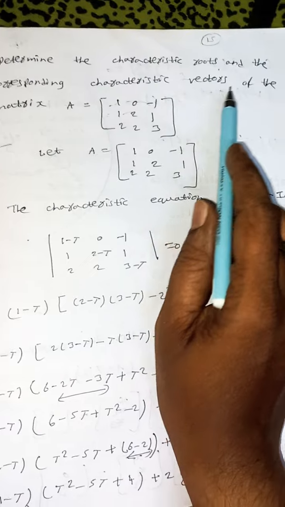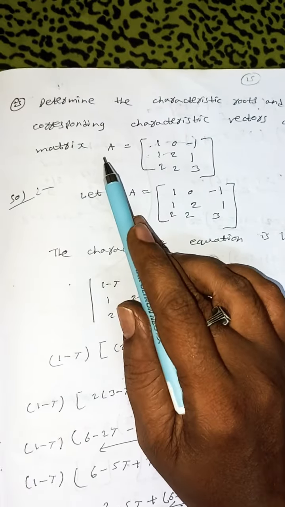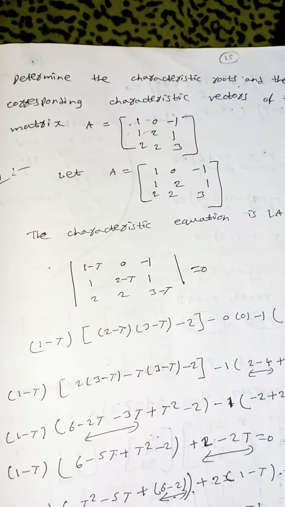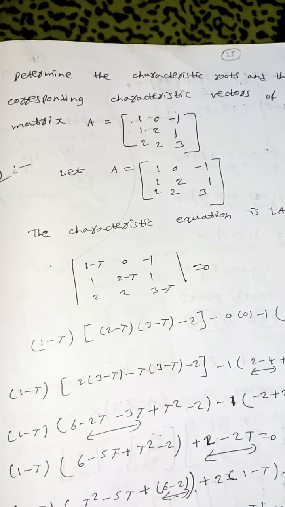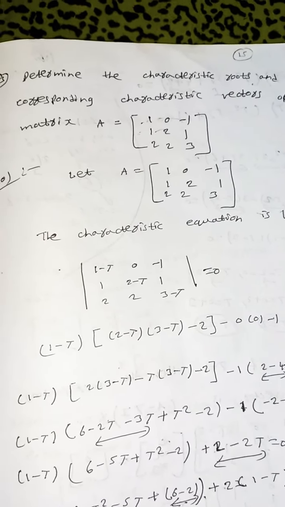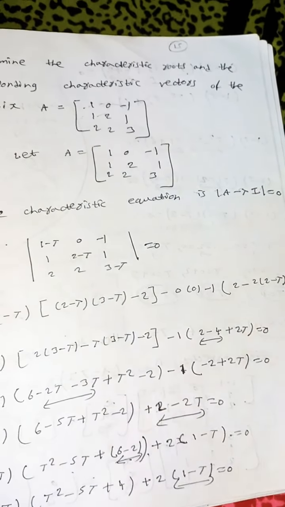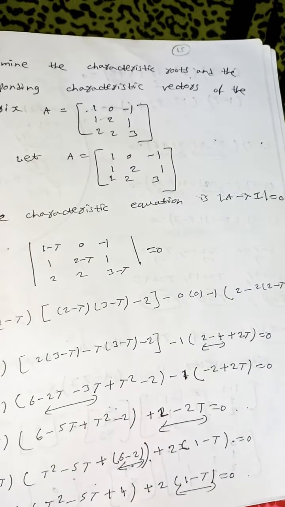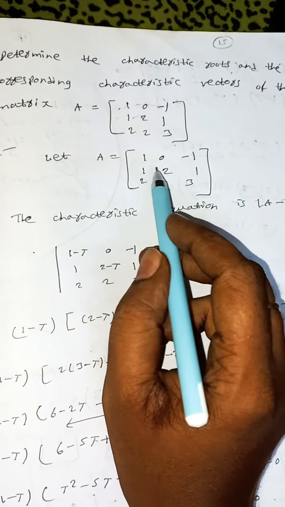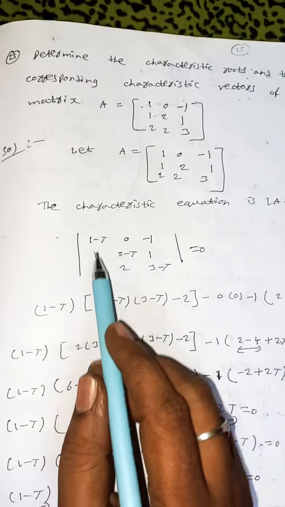Determine the characteristic roots and corresponding characteristic vectors of matrix A. Eigenvalues and eigenvectors, or characteristic roots and characteristic vectors, are one and the same. Let us assume A is equal to this one. The characteristic equation is |A - lambda I| = 0. So in place of the diagonals, take minus lambda directly and simplify.